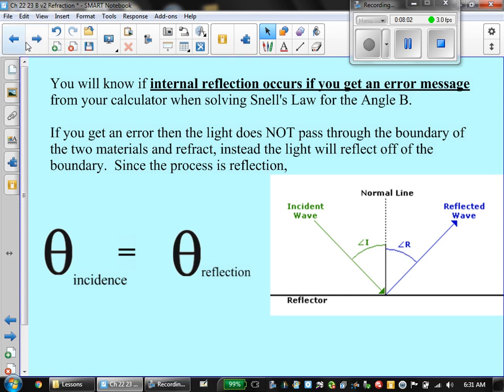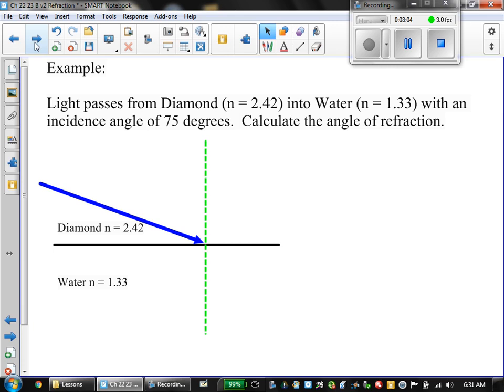So for example, and this only happens when we go from something that's very dense into something that's very low density. Internal reflection will only occur when n sub A is greater than n sub B. It will never happen the other way. Okay? Now, in this case, we're bringing light in from diamond at a very high angle, theta equals 75. So there's my theta A, here's my n sub A, and we're going into an n sub B that's much, much less.